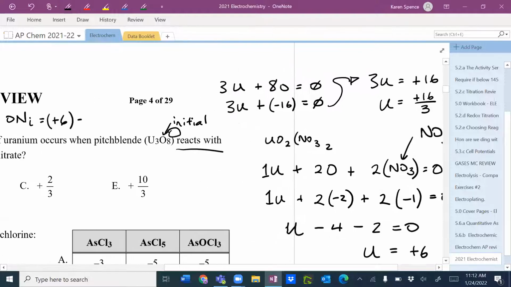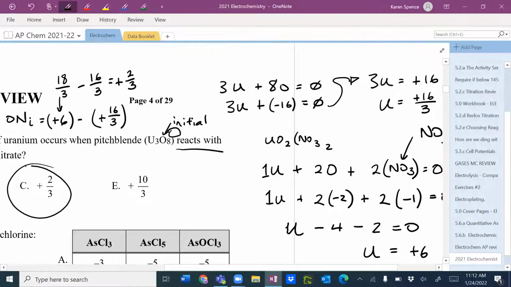So we are changing from +16/3 to +6. Am I doing that right? It must be. Okay. And so this would be 18/3 minus 16/3, which is equal to 2/3. So that's going to be +2/3. A little bit of a nasty one there.